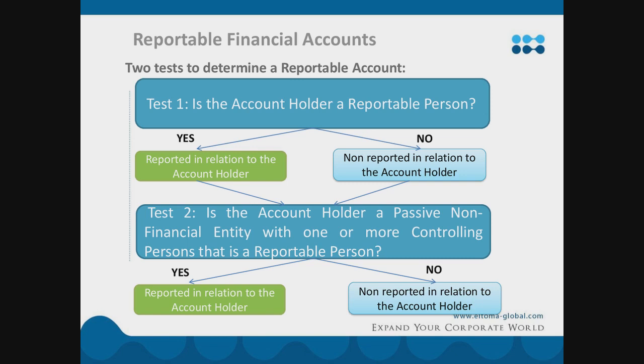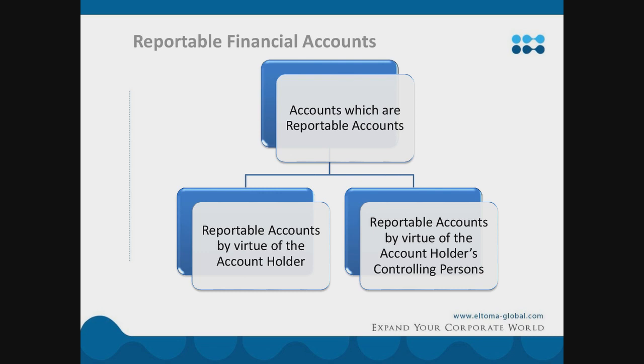If the account is reported in relation to the account holder, then we move on to consider test two. Is the account holder a passive non-financial entity with one or more controlling persons that is a reportable person? If the answer to this question is yes, then the account is reported in relation to the account holder and the controlling persons. If no, then it's non-reported in relation to the account holder. As you can see, all the reportable accounts can be divided into two categories: the reportable accounts by virtue of the account holder and the reportable accounts by virtue of the account holder's controlling persons.